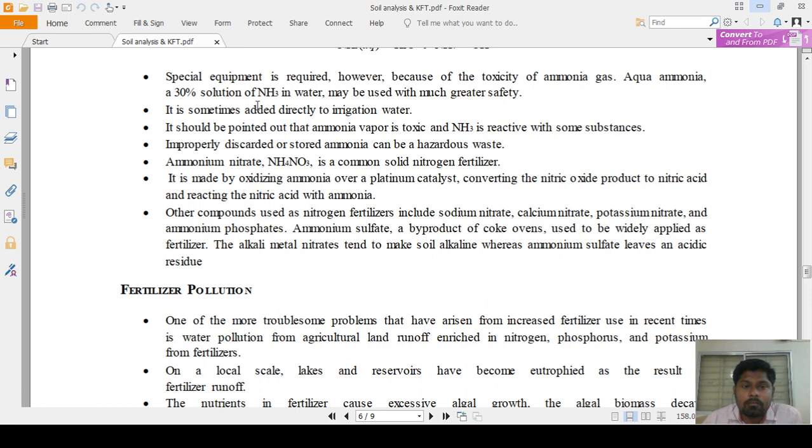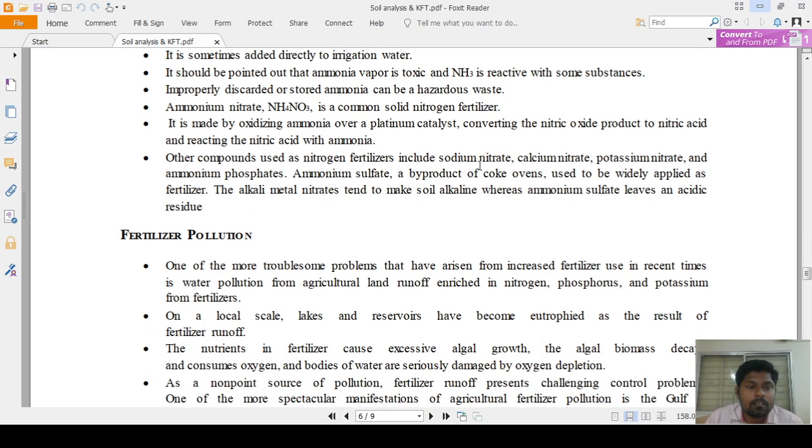It should be pointed out that ammonia vapor is toxic and ammonia is reactive with some substances also. Ammonium nitrate, NH4NO3, is a common solid nitrogen fertilizer. Other compounds used as nitrogen fertilizers include sodium nitrate, calcium nitrate, potassium nitrate and ammonium phosphate. Ammonium sulfate, a byproduct of the coke ovens, is also widely applied as a fertilizer.